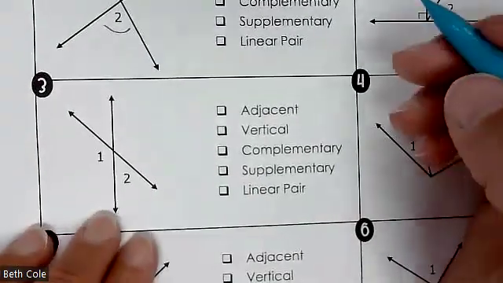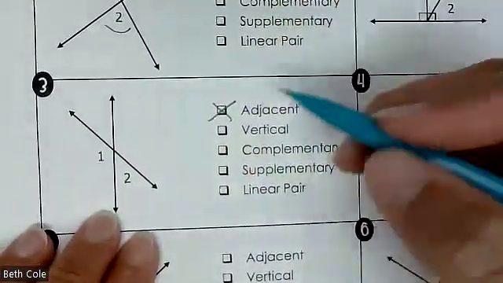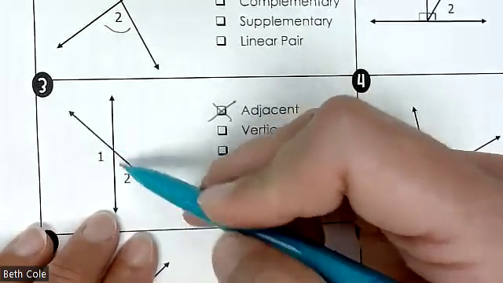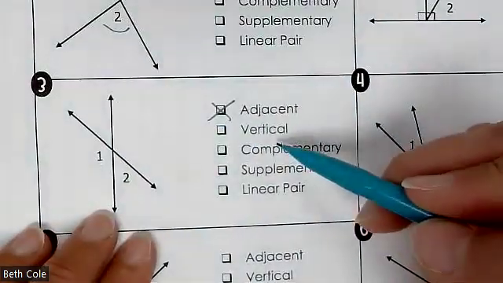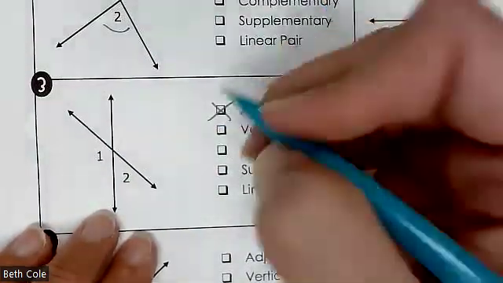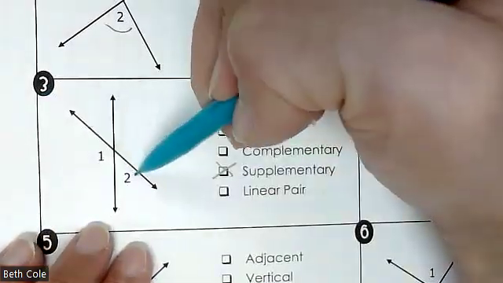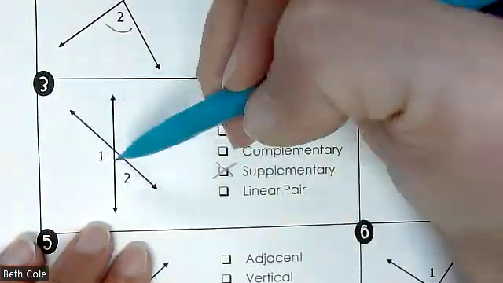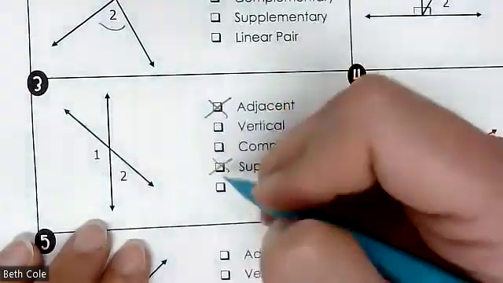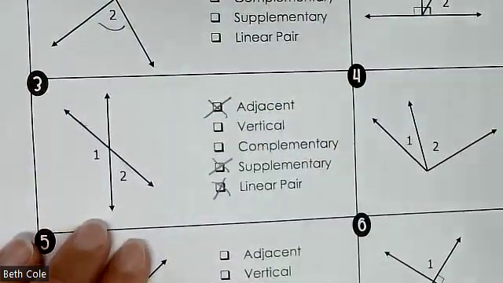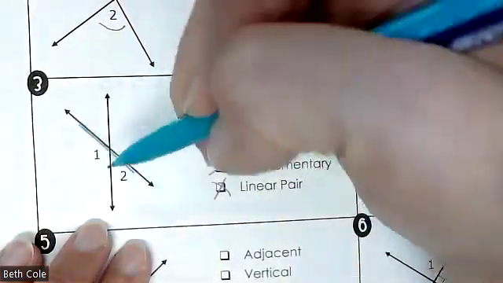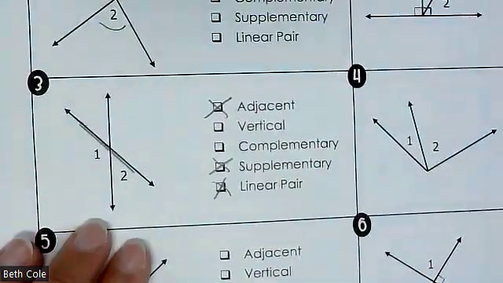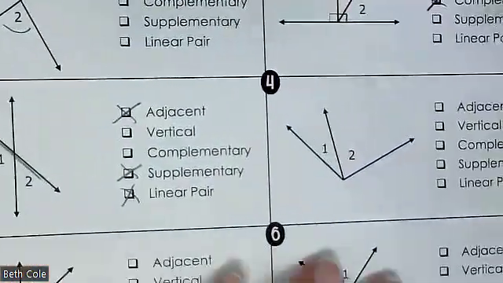All right, number 3, 1 and 2, they are adjacent to each other, so they're not vertical. Again, across from each other would be vertical. They do not add up to 90. They do add up to 180 though. A straight line is worth 180 degrees. So they add up to 180 and they make a linear pair because this is a line and they are a pair of angles. So line, pair, linear pair.